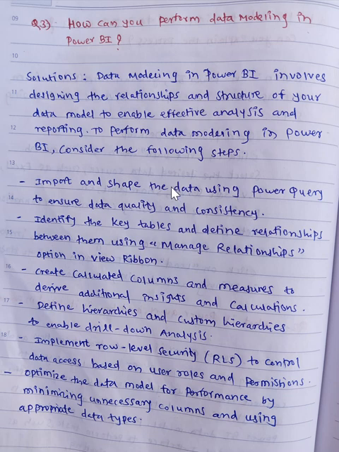Once the data is imported into Power BI Desktop, there are a lot of tables available. We can see there is one fact table and it is related to many dimension tables, so that we can do it in a very well-organized format. First, import and shape the data using Power Query to ensure data quality and consistency. Once the data comes into Power BI Desktop, it is very important that our data is in a cleaned format. Then identify the key tables and define relationships between them using the Manage Relationships option in the View ribbon.